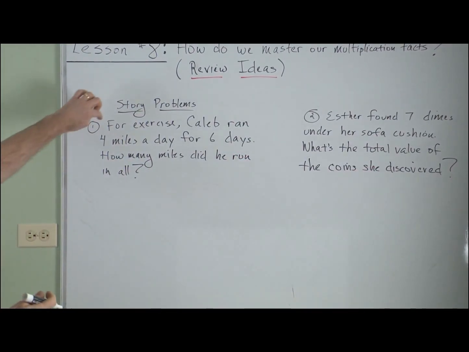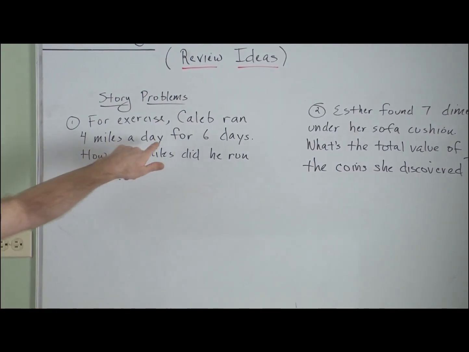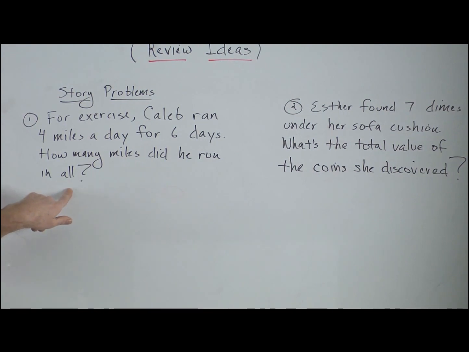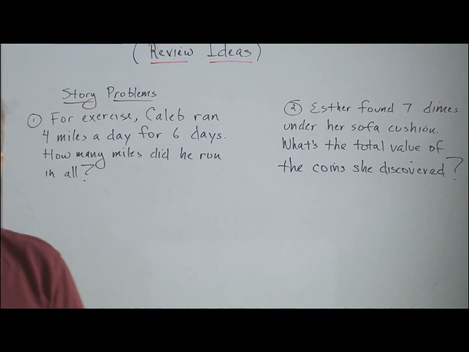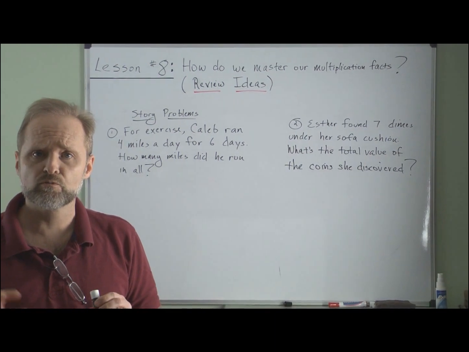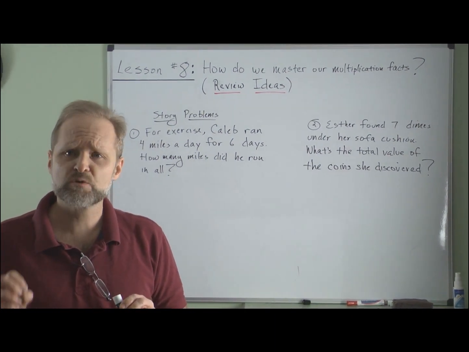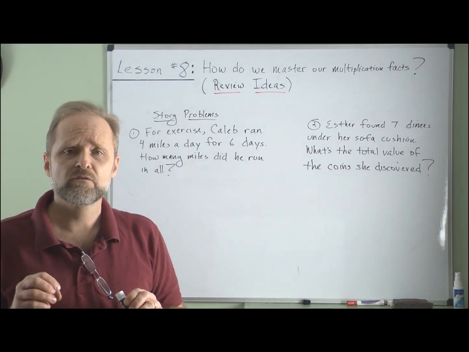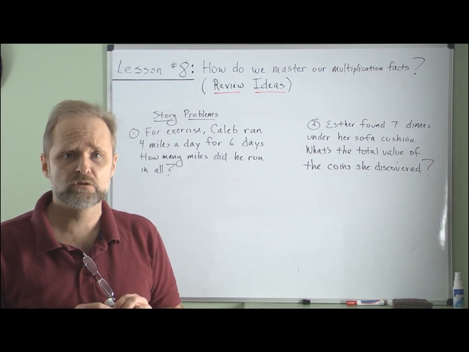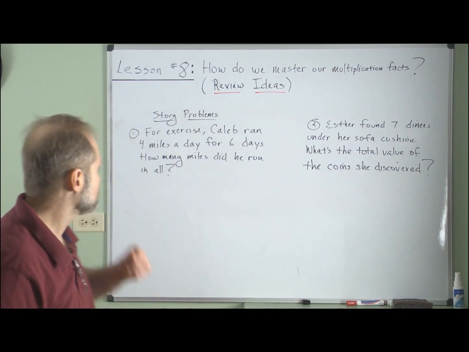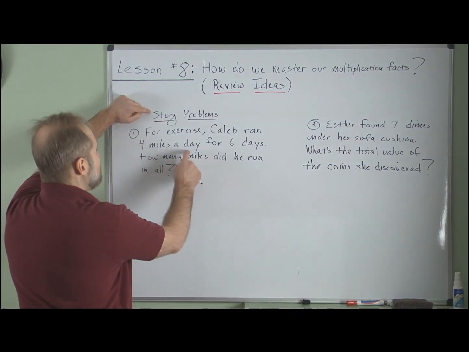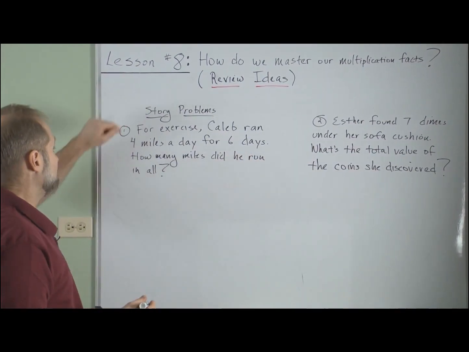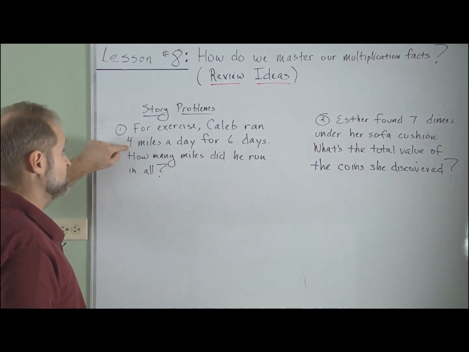Number 1, for exercise, Caleb ran 4 miles a day for 6 days. How many miles did he run in all? Often with story problems, please feel free to read the problem through several times, especially if you don't get the main idea and if you don't get the main question that's being asked. All right. So he ran 4 miles a day for 6 days. Do I know what 6 days they are? No, I don't. But I sure know that he ran 4 miles a day for those 6 days.